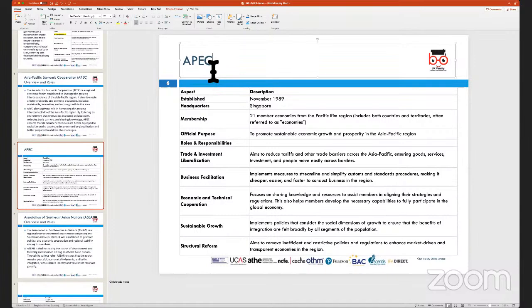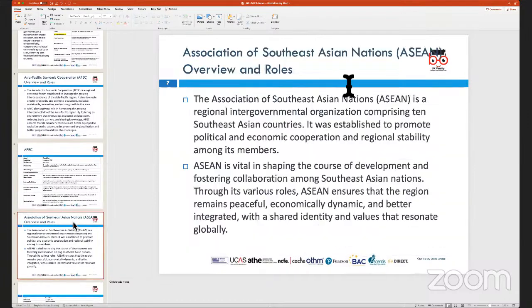And then trade liberalization, facilitation of business, development of economic and technical cooperation, looking at ways through which sustainable growth can be achieved by preserving the natural environment and marine environment wherever possible. And then looking at structural reforms. If rules and regulations go out of date, then this body would facilitate that.